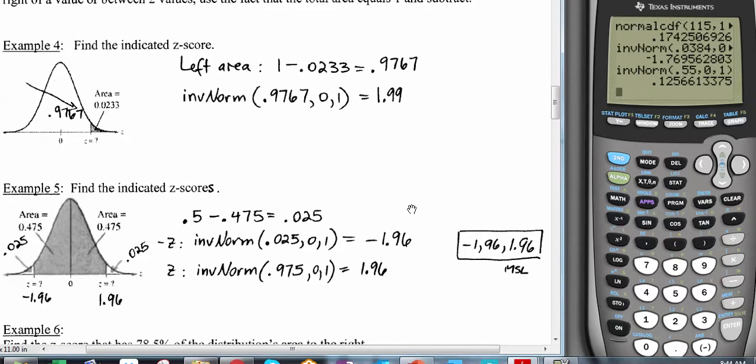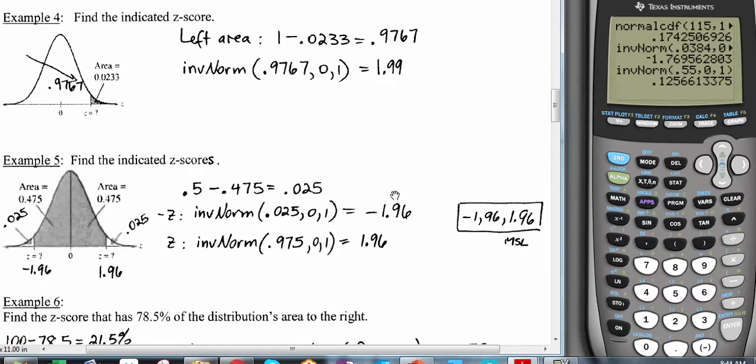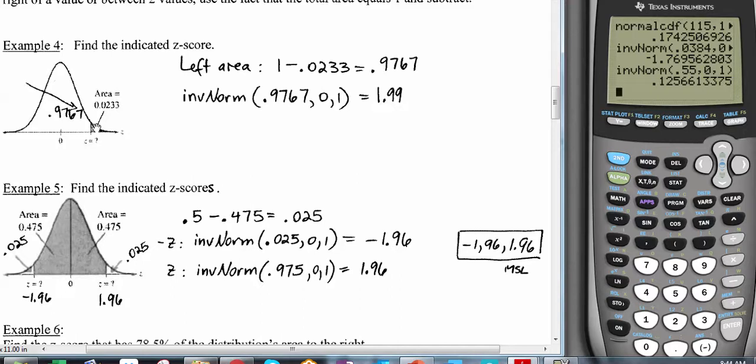Okay, it's very important. Let's look at one more example of this type. If they give you an area to the right or any other kind of different area, in order to find the particular z-score or x-score, it must always be converted to an area to the left. For example, they ask us to find the z-score such that in this example, the area to the right would be 0.0233.